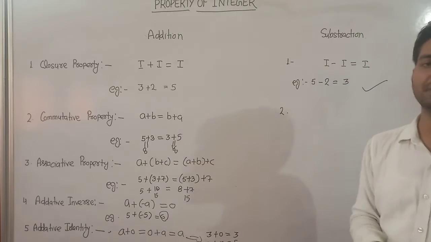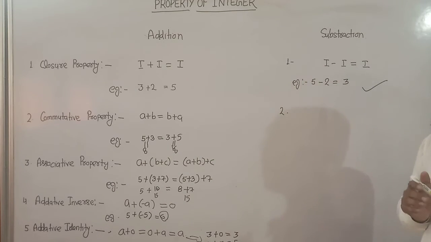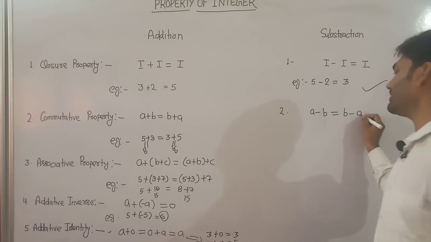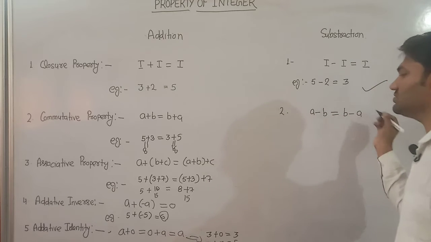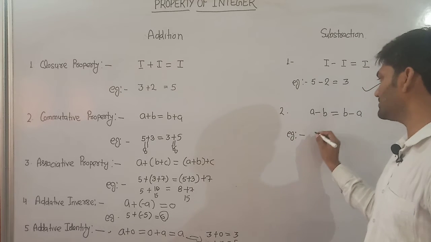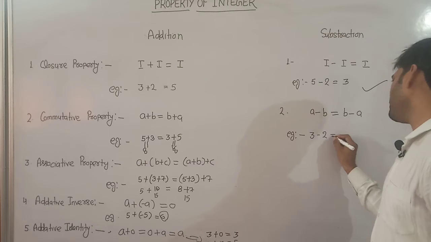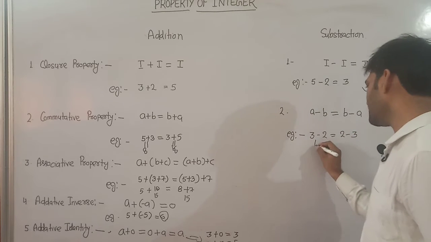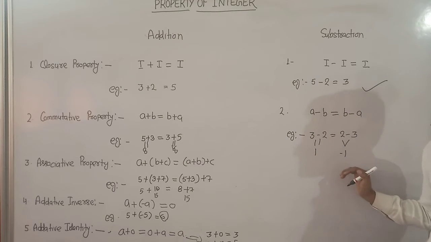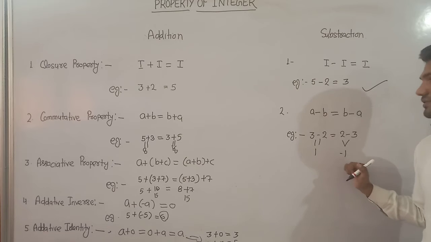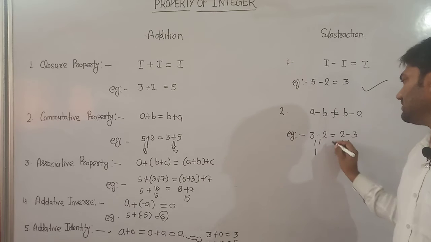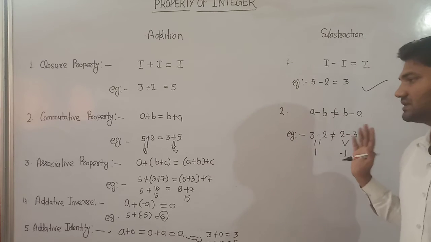Next property, commutative property. Check it. This property, for subtraction, means a minus b is equal to b minus a. Is this property applicable or not? Take some numbers as examples: 3 minus 2 and 2 minus 3. In one case the result is 1 and in the other the result is minus 1. It means both are not equal. Left hand side is not equal to right hand side. It means the commutative property is not fulfilled for subtraction.